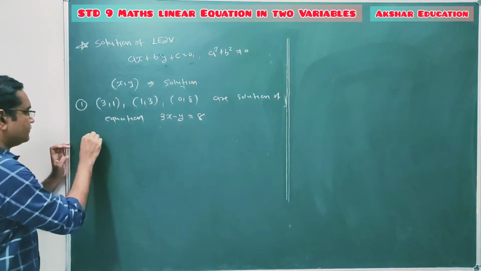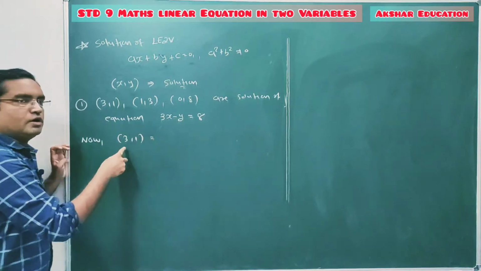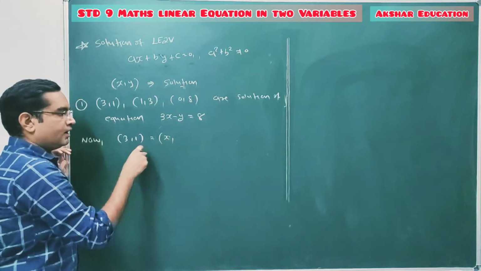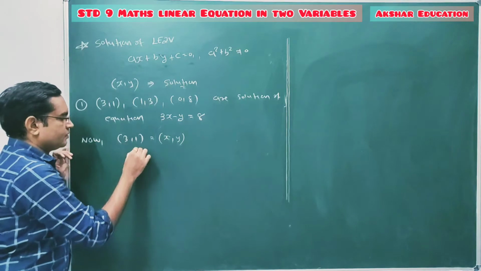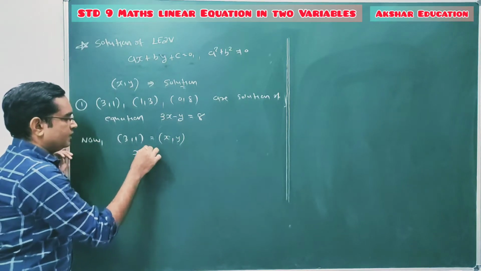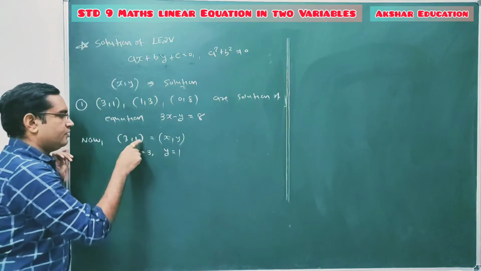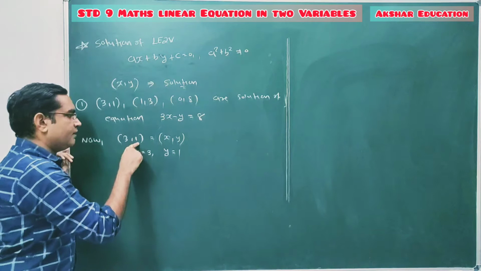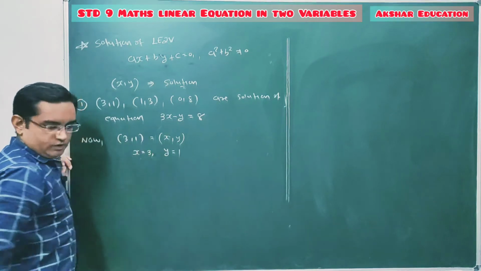So for the ordered pair (3, 1), the first element represents the value of variable x and the second element represents the value of variable y. So from the ordered pair (3, 1) we are getting x equal to 3 and y equal to 1.